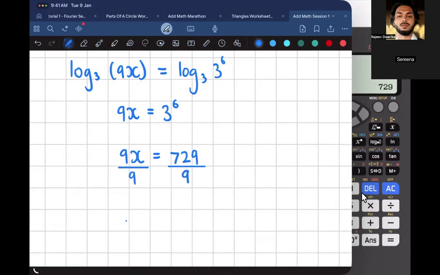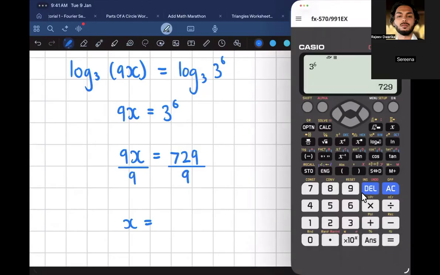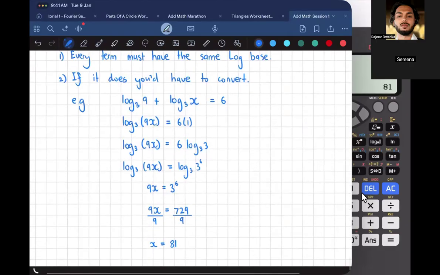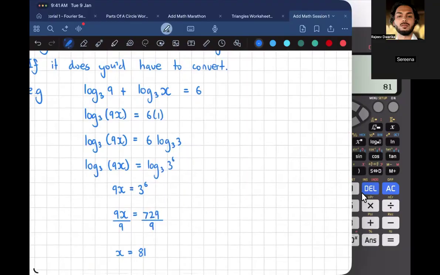So x would be equal to 729 over 9. What would that be equal to? 729 all over 9, 81. Let me verify that again, 81. Yes. And if you wanted to check if your answer is correct, you could always plug it back in and make sure it gives you 6, right?